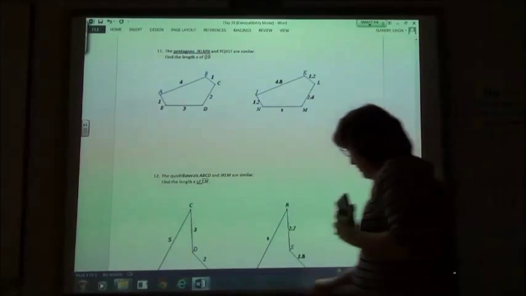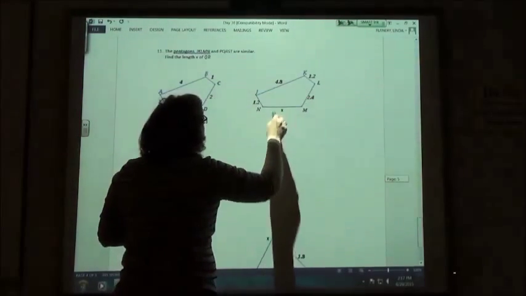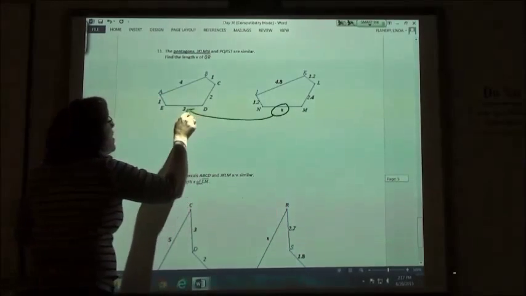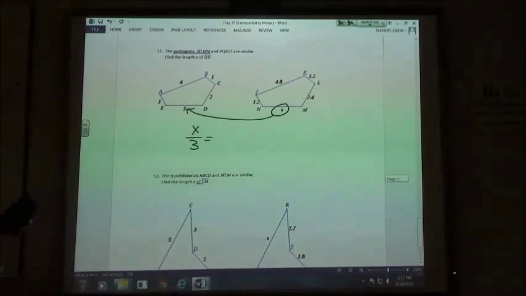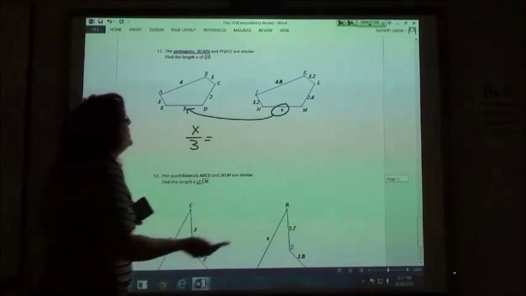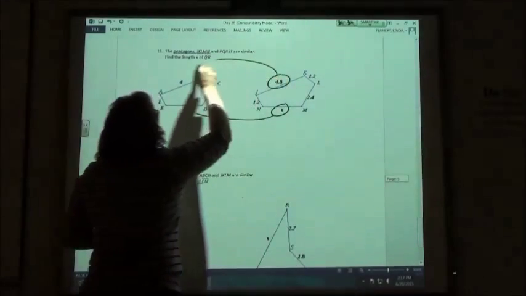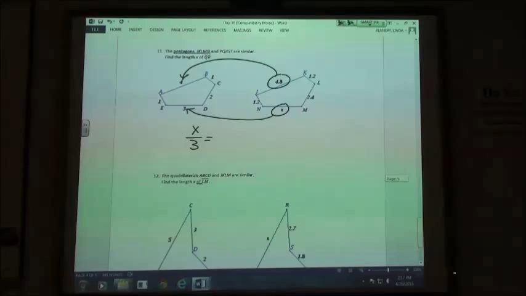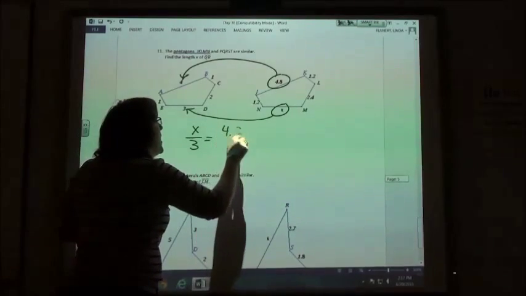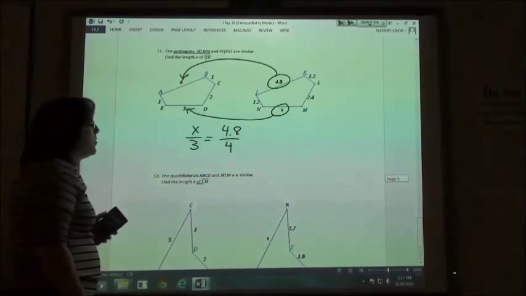Number 11. Again, I'm trying to find the length of x. X corresponds to the 3. So x over 3 is going to equal. I'm going to pick one of those numbers and one of those sides to work with. Just because it's easy to draw an arrow, I'm going to pick the 4.8. The 4.8 corresponds with the 4. So 4.8 over 4. Cross multiply.